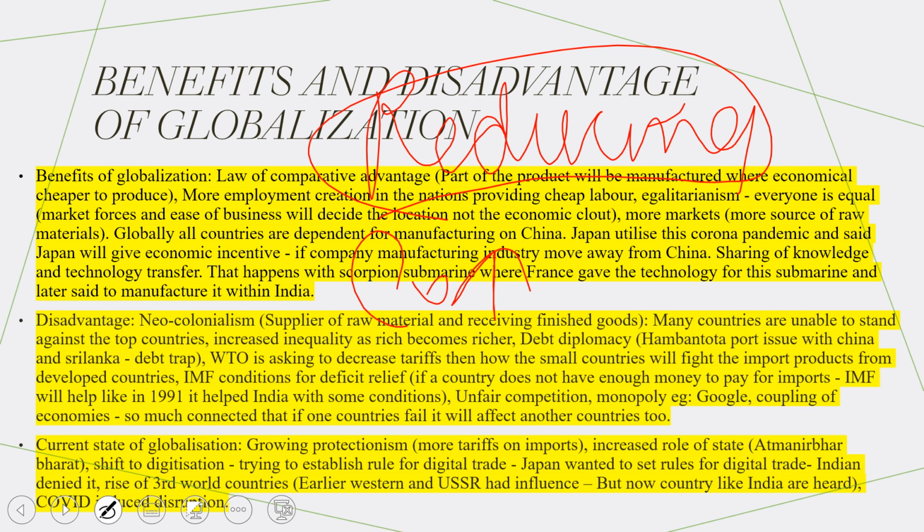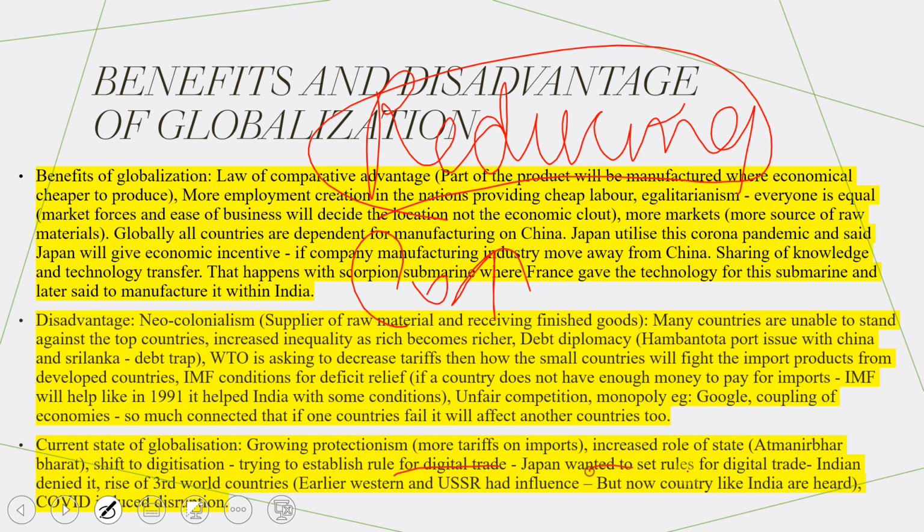That's why our PM has also said Atmanirbhar Bharat. We have to become self-reliant. Similarly, most defense products have also started being manufactured within India. They have stopped importing from other nations and have started producing most products in India only. Ultimately this will help reduce imports, and further, if production is high, we will be able to export also. Okay, now we are shifting to digitization, like trying to establish rules of digital trade.